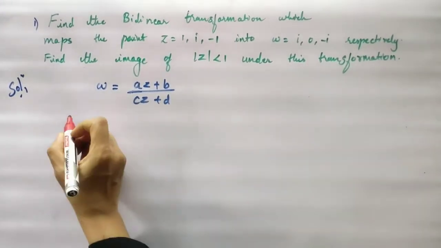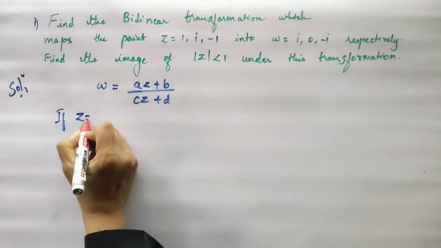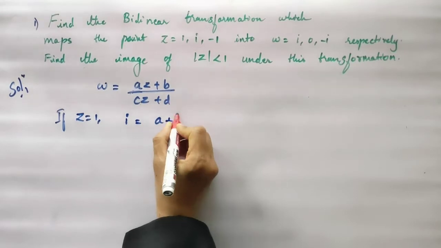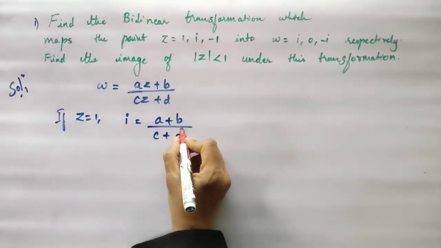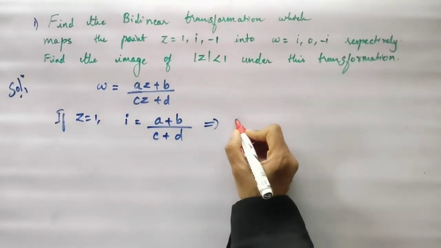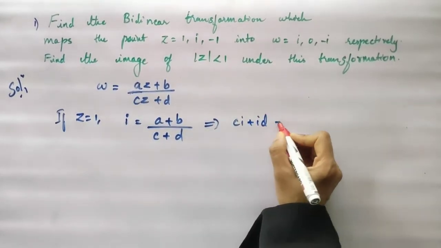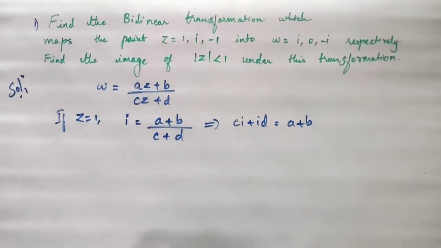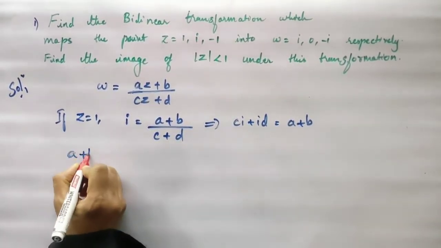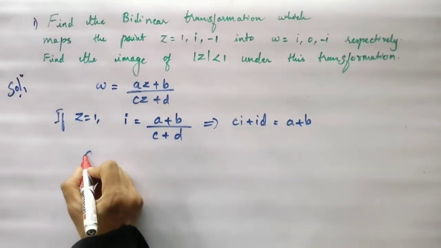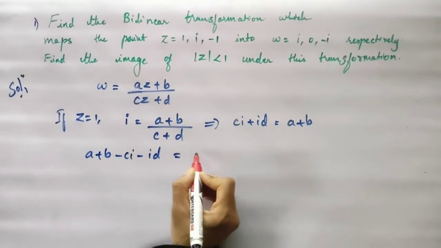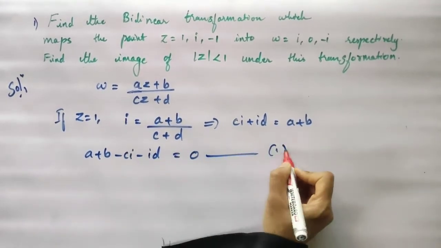When z is equal to 1, w is i, so i equals (a plus b) divided by (c plus d). You just put z equal to 1 and you get that. This implies c into i plus i into d is equal to a plus b. Further, if I rewrite that equation, it will be a plus b minus ci minus id is equal to 0. Call this equation 1.